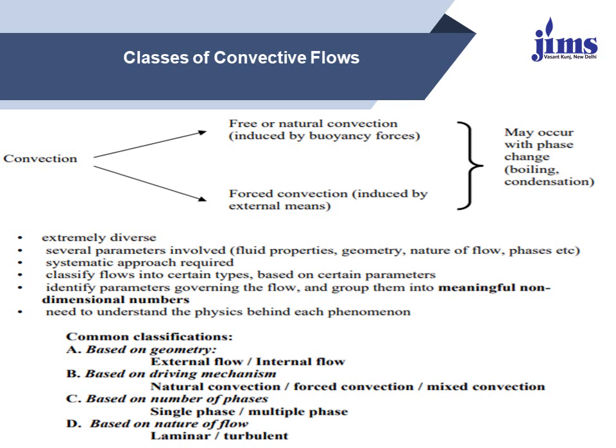So the common classification of convection is: A, based on the geometry, these are the external flow or the internal flow. Option B is based on driving mechanism. In this there are types of convection: natural convection, forced convection, or mixed convection. The third one is based on the number of phases, single phase or multi-phase, and the fourth one is based on the nature of flow. It may be laminar flow or a turbulent flow.